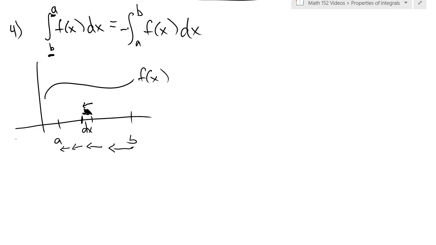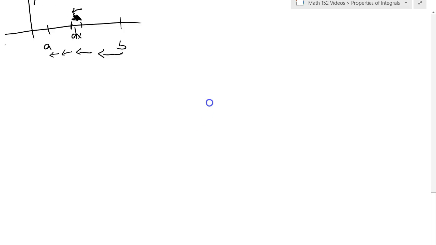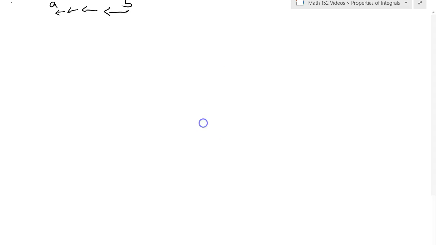Okay? And it seems like maybe you'd never want to do that, but it actually comes up all the time, as we'll see as we do more of these sorts of problems. Okay, so one last property here. What if you want to estimate how big or how small an integral could possibly be without actually computing the integral? Well, those are called bounds. You want to bound the integral, or sometimes we'll just call them estimates for the integral.